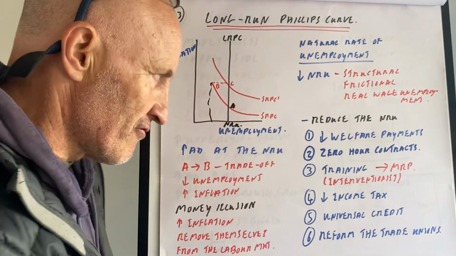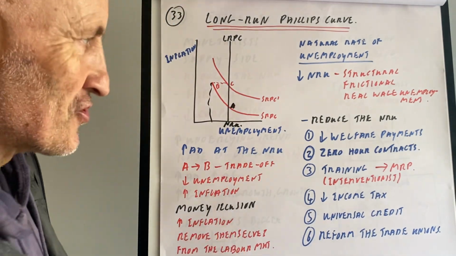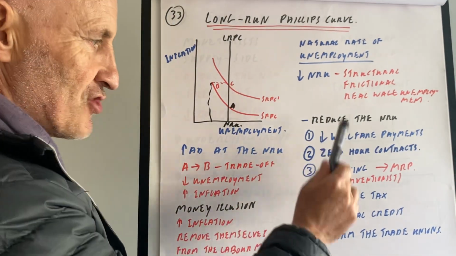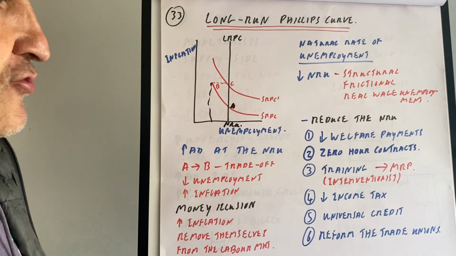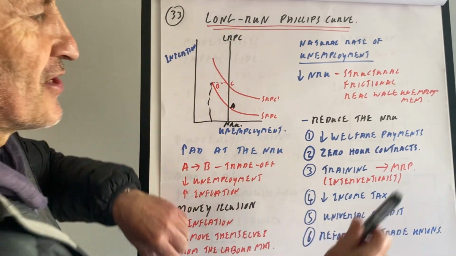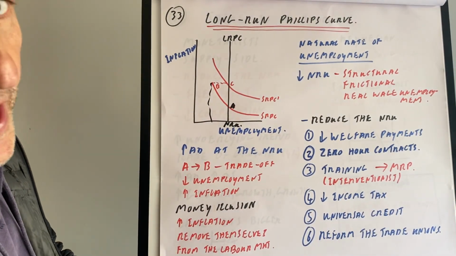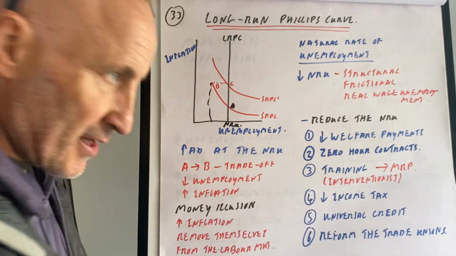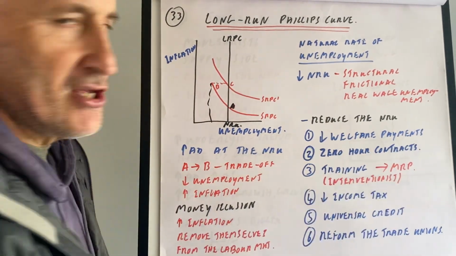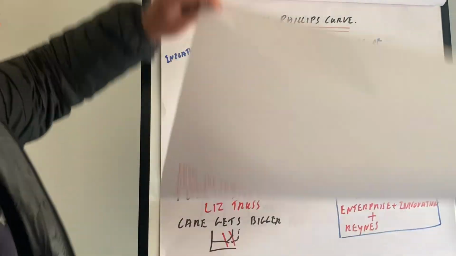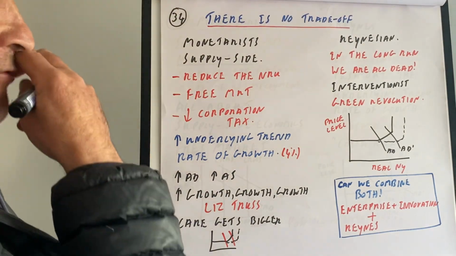How do we reduce the long-run Phillips curve? Reduce the natural rate of unemployment: decrease welfare payments, zero-hour contracts, more training, reduce the power of the trade unions, universal credit, decrease income tax. More training is interventionist, that's not free market, but even so, that will increase your MRP. You can talk about that because you're an expert on that. And there is no trade-off.